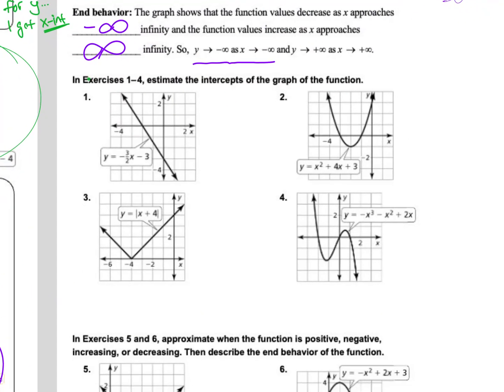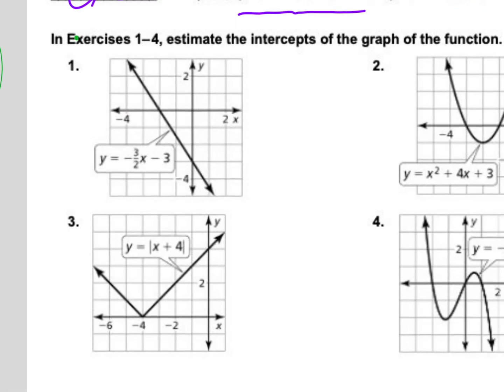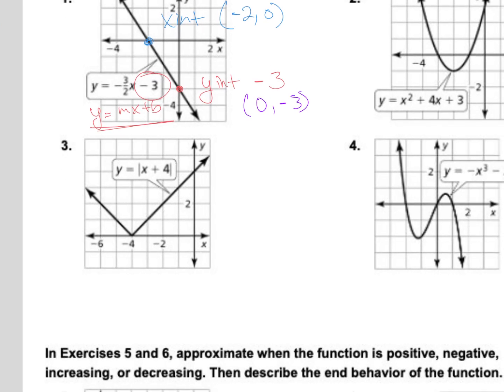Next, estimate the intercepts of the graph of the function. Well, this is a fun thing. With this one, we know that the y-intercept is -3 because this is in slope-intercept form. And the reason I mention that is because you guys have been mentioning that our functions have been in that form. So the y-intercept is there. I guess we could also write it like this: when x is 0, y is -3. And then last, the x-intercept here is going to be when x is -2, y is 0. Let's do this one since we're right here.